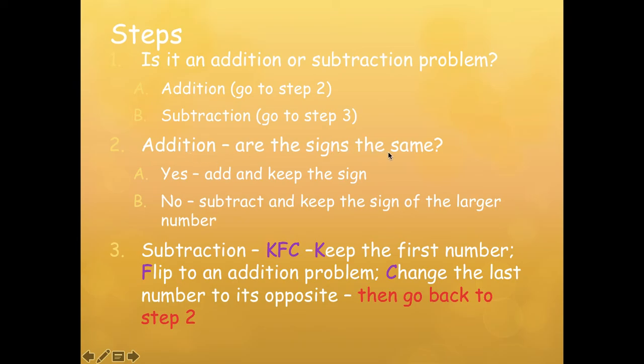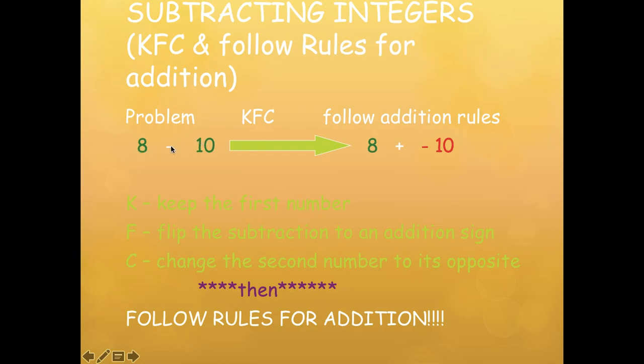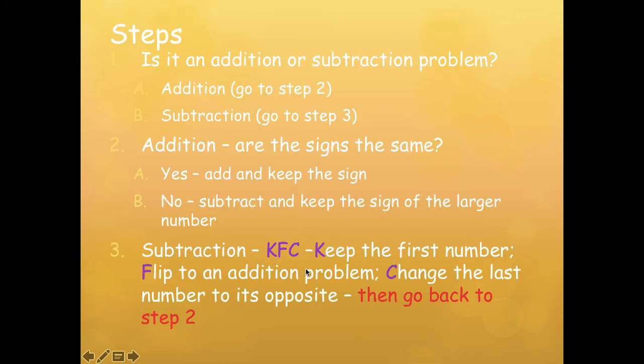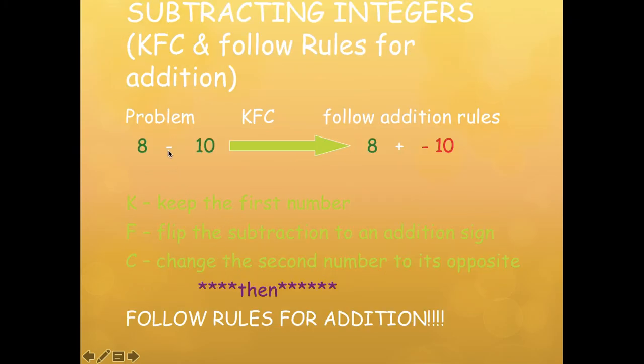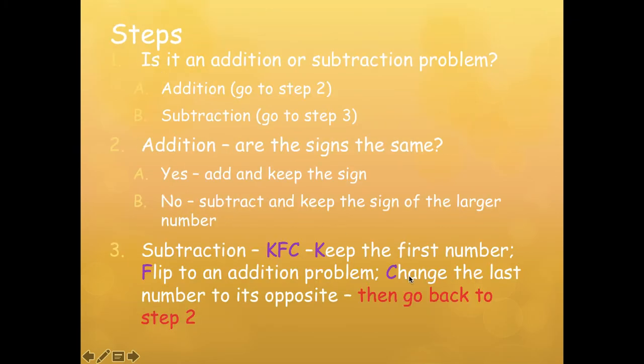Addition, are they the same signs? Yes, if they are the same signs, we need to add and keep the same sign. But if they are not the same signs, we need to subtract and keep the sign of the larger number. Then if there is a question given in subtraction, like how I showed you over here, we need to use the formula KFC. Keep the first number, flip to an addition problem, like the sign, we need to change it or flip it. Then change the last number to its opposite. And whatever we have, we need to do the same steps.